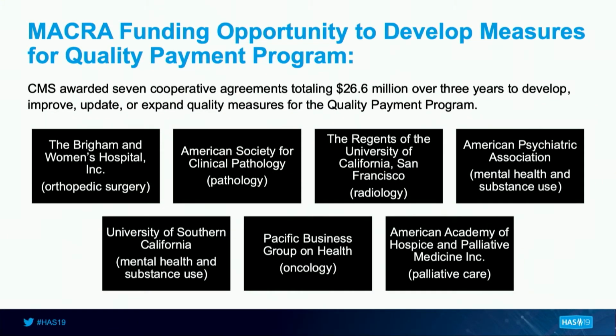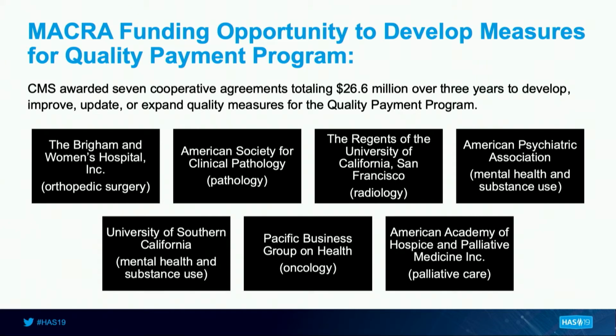One of the things that we did, which I thought others saw as well, was really innovative that we hadn't ever done before, was issue cooperative agreements. So we awarded $26.6 million in funds to specialty societies, patient advocacy groups, researchers, et cetera. You see the list of 7 here. But needless to say, not the traditional measure developers that we go through.